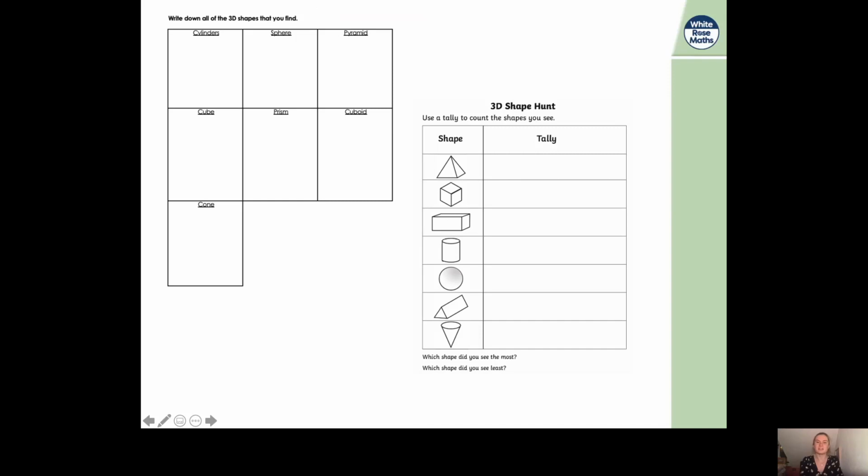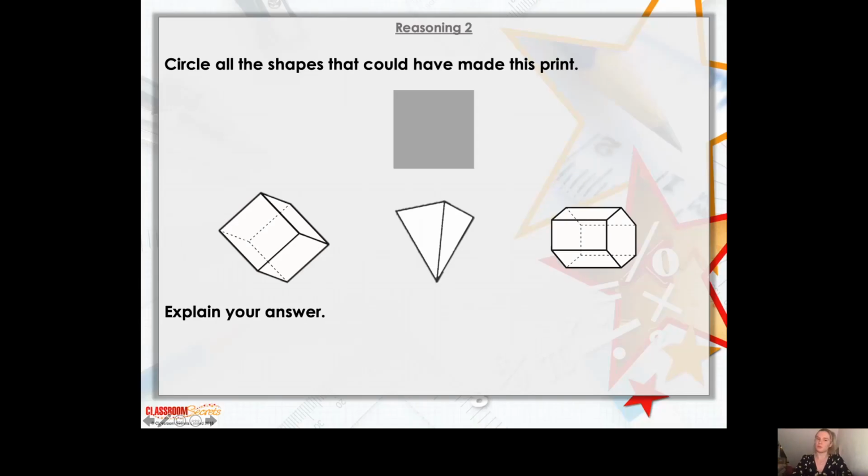Okay, Year 2, so did you find lots of different 3D shapes in your house? Fantastic. So now we're going to look at just one problem-solving question together. So here is your problem-solving question. It asks you to circle all the shapes that could have made this print.